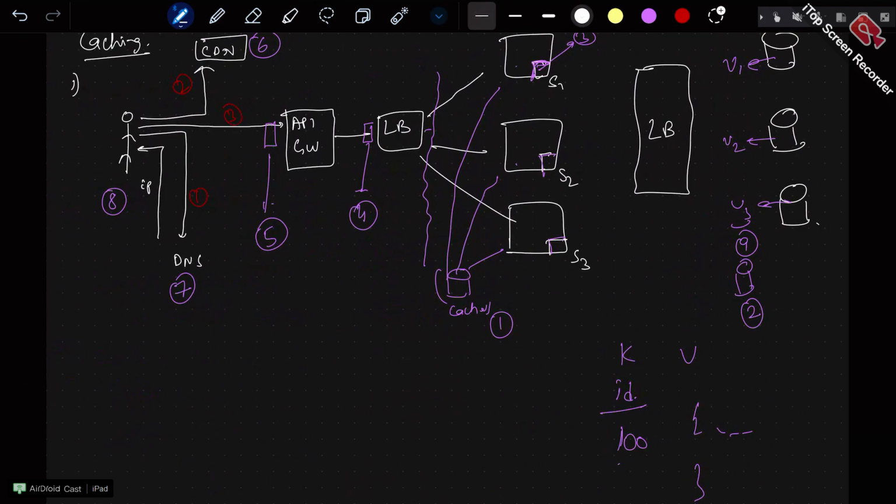Why don't we use cache as the database? Why do we have a database only? Why can't we use cache as the database?